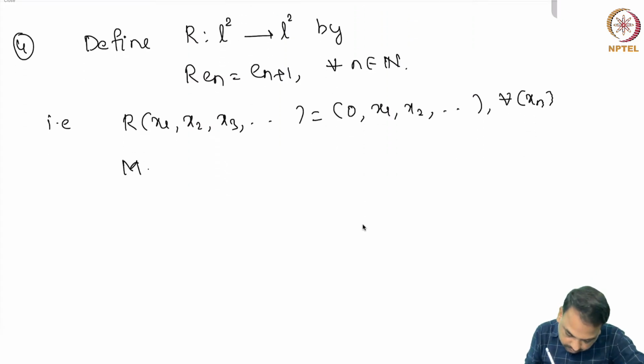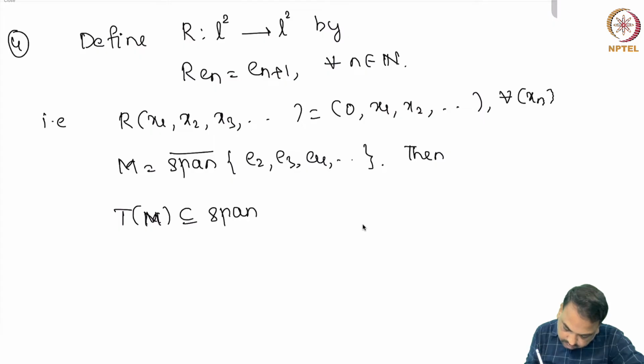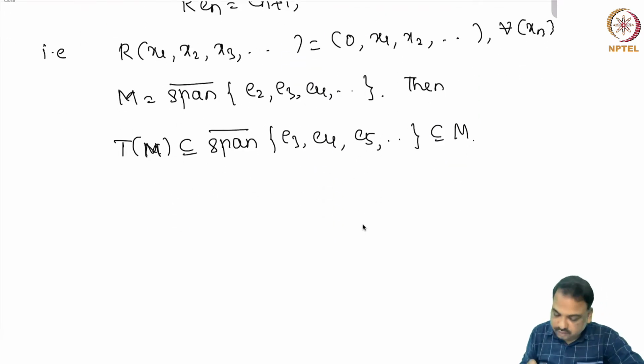So we can take M to be the span closure of E2, E3, E4. Then we can show that T of M is contained in the span of E3, E4, and this is anyway a subset of M. So we can conclude that M is an invariant subspace for R.